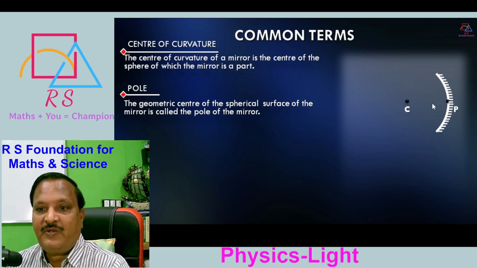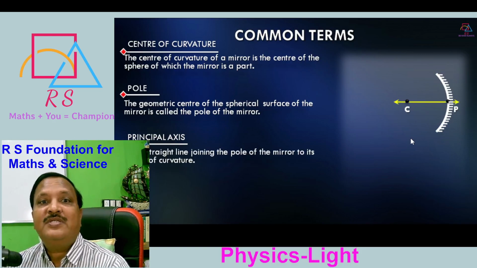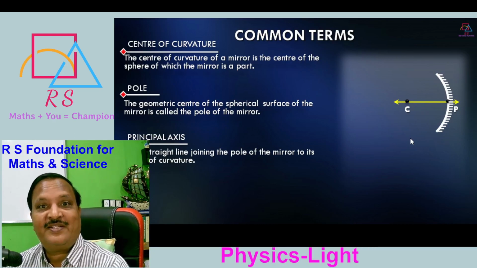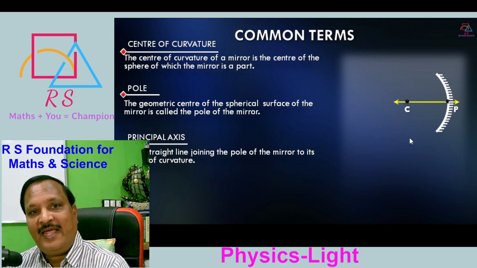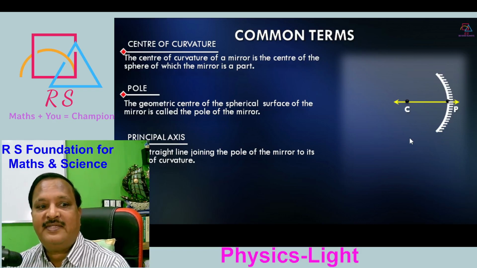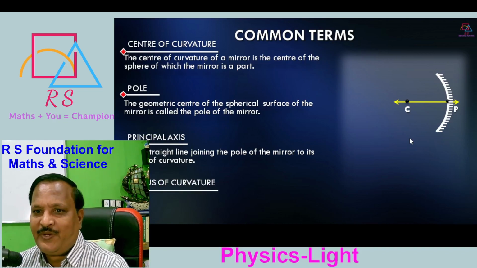Okay, so now let us understand one more, the principal axis. The principal axis is an imaginary line which passes through the center of curvature and the pole. So an imaginary line will be passing through the center of curvature and pole, and that line we call the principal axis. Now radius of curvature, I need not tell you. The distance between C and P is known as the radius of curvature.